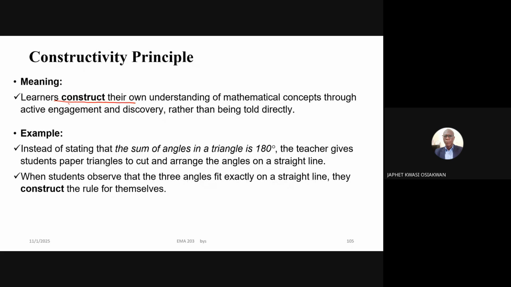The constructivity principle. So instead of you stating that the sum of the angles in a triangle is 180 degrees, you arrange for the student to encounter different activities that will lead them to this generalization. Don't go and tell them. Give them different activities that will help them to come out with the fact that the sum of the angles in a triangle is 180 degrees. Can anybody take us through any activity that will lead us to do this? Any activity that will take the students through to come out with this generalization? Anyone?